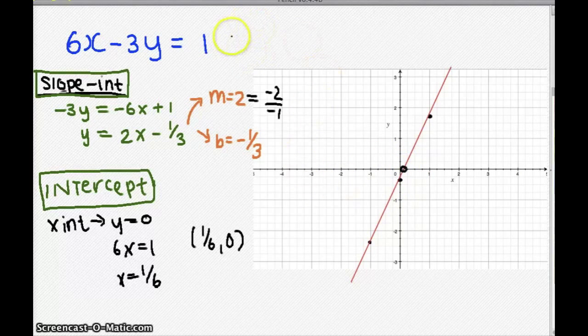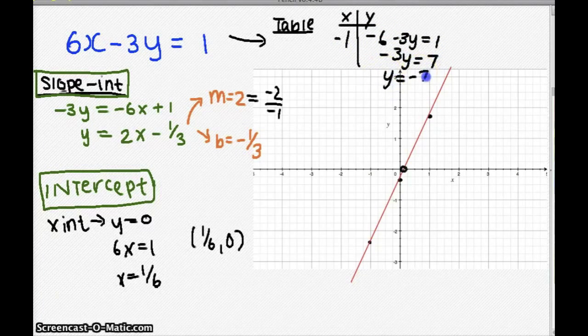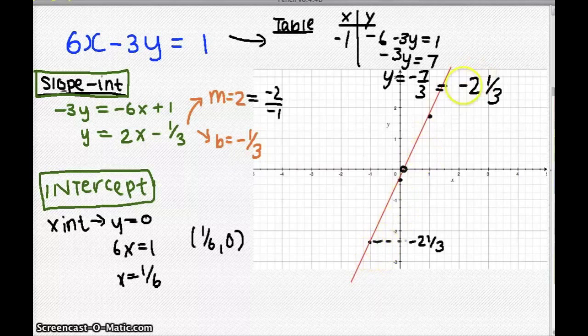But we're not really sure because we don't even know if that's 1/6. So let's just try one more point. This is when the table method might come in handy. We've got x and then y. We can try any point. I'm just going to do -1 because it seems like a good number. Plug that in: -6 minus 3y equals 1. -3y equals 7, and y equals -7/3, which equals -2 and 1/3. So at -1, it's -2 and 1/3. Does that seem about right? Yes, it does. So this graph is not exactly perfect, but close enough.